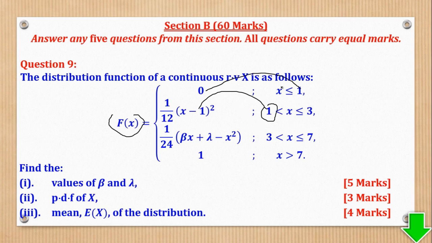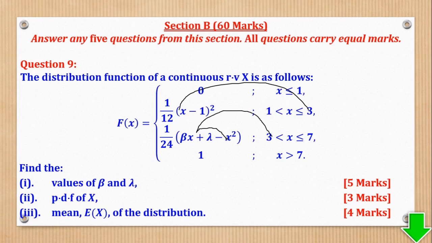Similarly, when I substitute, but here there's no constant, so we just ignore that. Then we go to 3. When I substitute 3 in this, and also I substitute 3 in this, I have to get the same value. Also, when I substitute 7 in this, and 7 here, I'll have to get the same value. So there we shall get two equations with two unknowns. So let's first do that and we see.